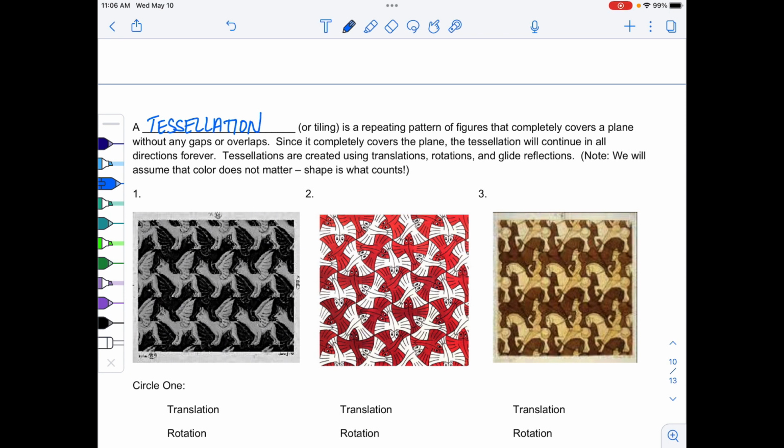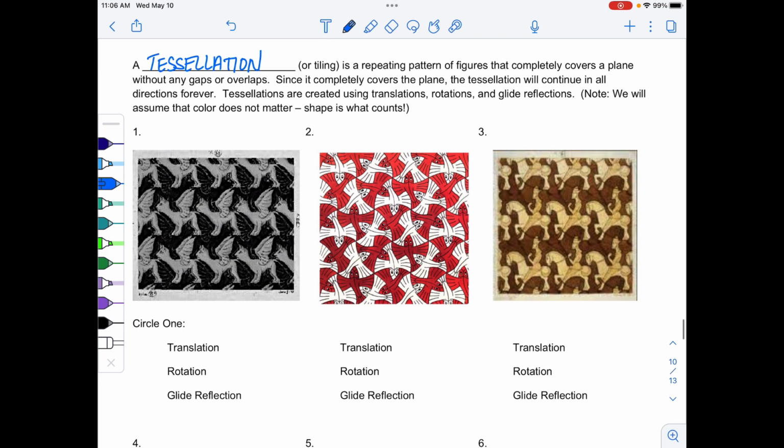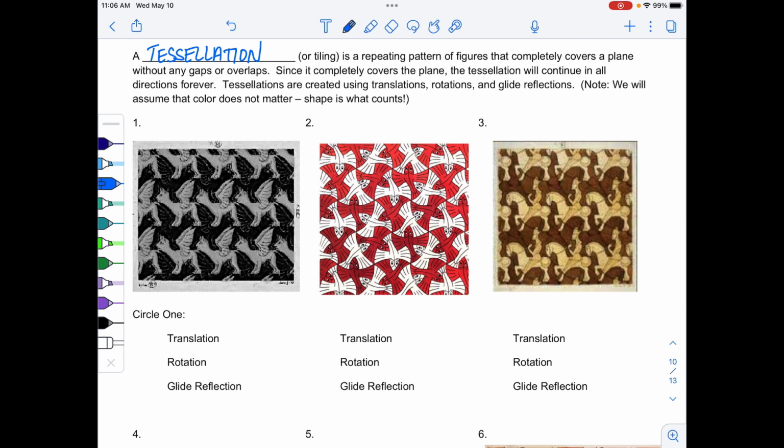Tessellations are created using a translation, so a shift. It can be a rotation. It can be a glide reflection. So any of those 3 options, if you choose the right shape, will give you a completely covered piece of paper or screen. We're going to assume that color doesn't matter in this. What we're really looking for is just the shape. Of these 6 pictures here, we're going to decide: is it a translation, a rotation, or a glide reflection?